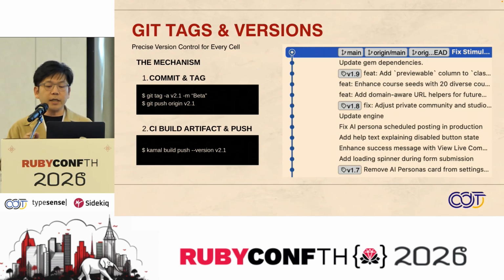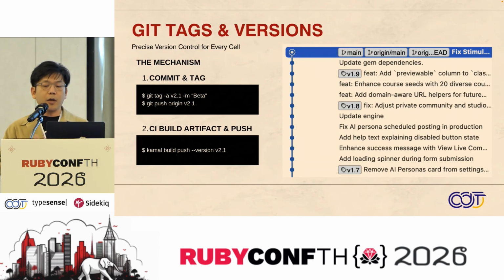When we are ready to release something, we create a git tag. For example, maybe version 2.1. That tag is our single source of truth. It points to the specific commit, and it's a label we use everywhere else. Our CI pipeline then picks up that tag, checks out the code at the exact commit, builds a Docker image, and pushes it to our registry using command build push.